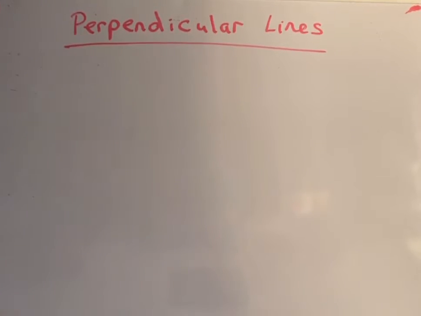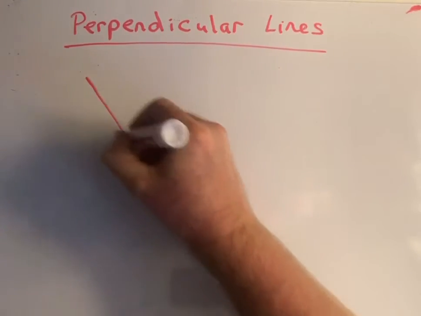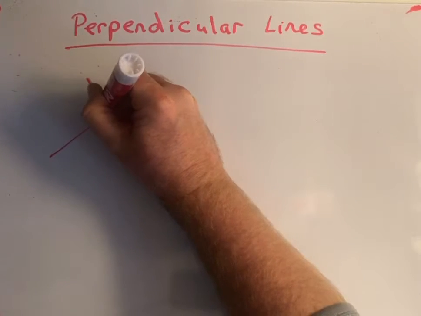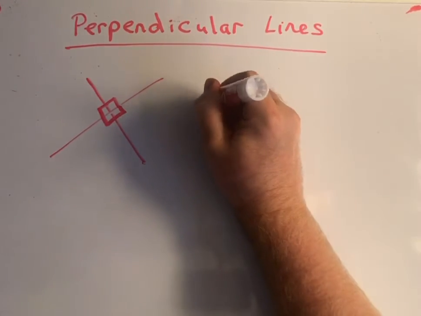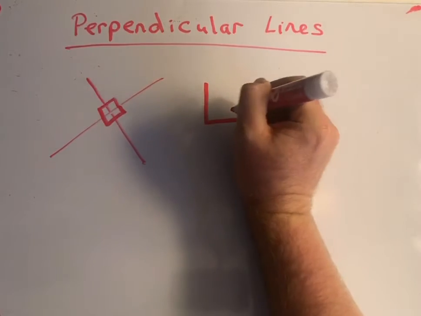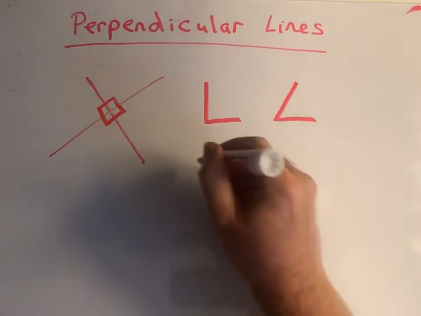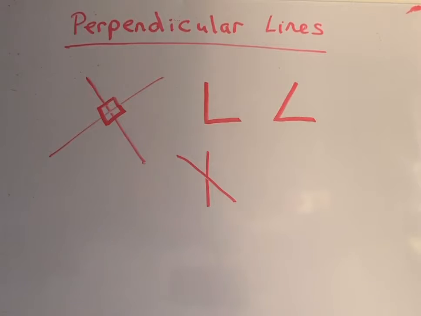Hey guys, today we are going to talk about perpendicular lines, okay? So, more specifically, we're going to talk about perpendicular slope. But what I want you to see is that perpendicular lines are two lines that cross and form a right angle, okay? So, they make a perfect L, okay? That's perpendicular, that's not. These lines, not perpendicular.